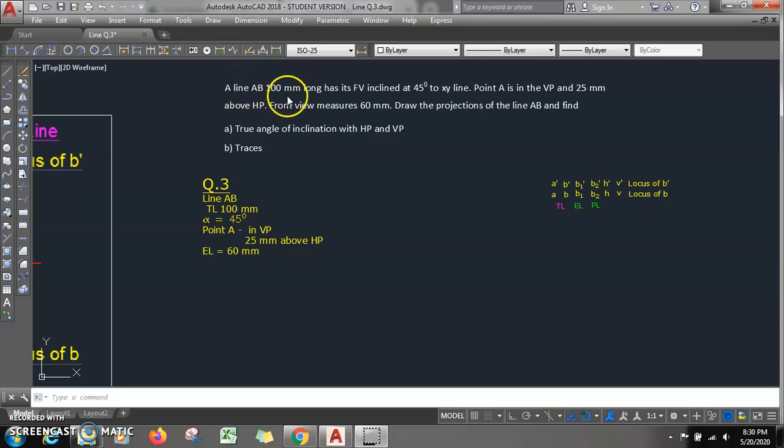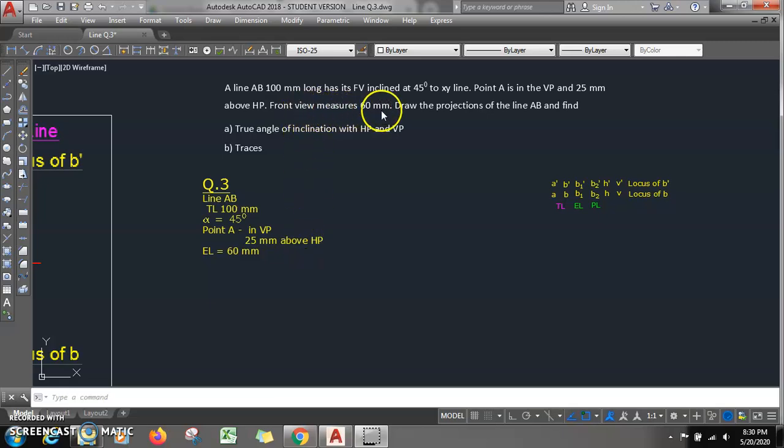A line AB 100 mm long has its front view inclined at 45 degree to XY line. So 100 mm long line means true length is 100 mm. Then front view is inclined at 45 degree, so it is alpha. Alpha is 45 degree. Then point A is in VP and 25 mm above HP. So position of point A is given.